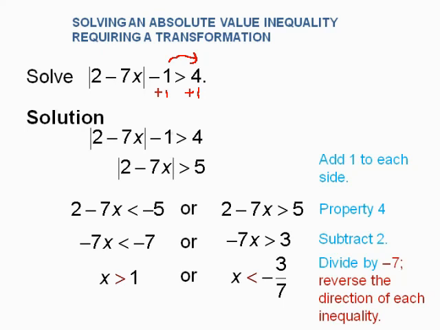And notice, since this is a greater than statement, we're going to use property 4 again, and we're not going to mess with what's in here. We're going to say whatever's in there is to the left of -5, or whatever's in there is to the right of -5. So notice, do not mess with the signs or anything. Solve and get your answers.